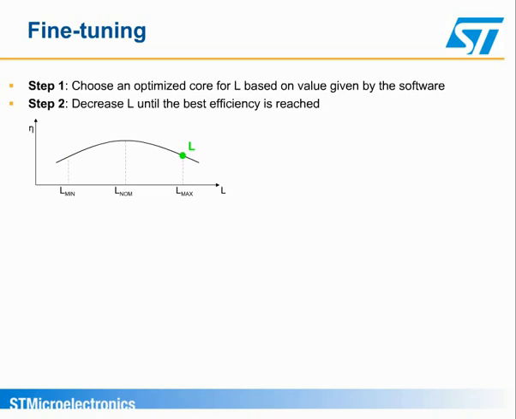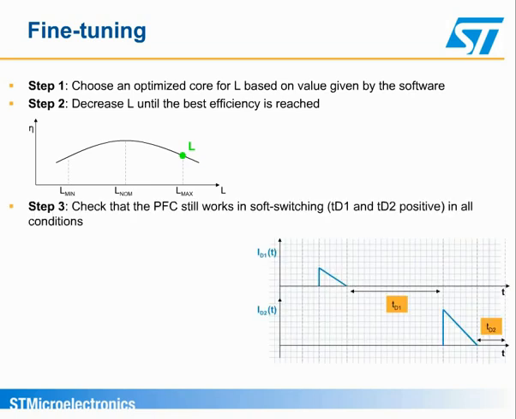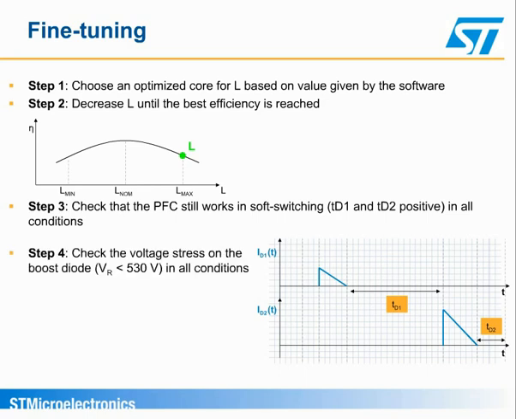The BC squared must ensure that the PFC works in soft switching mode, whatever the application conditions. This means that the dead times TD1 and TD2 in diodes D1 and D2 should be higher than 0. Unfortunately, the inductance has an influence on these dead times. The third step thus consists in checking that TD1 and TD2 are higher than 0 in all conditions for the L value found in step 2. The fourth step of the fine-tuning procedure consists in checking that the voltage stress across the boost diode is below 530 volts, the diode featuring a reverse voltage of 650 volts.